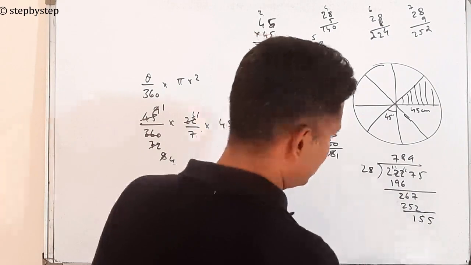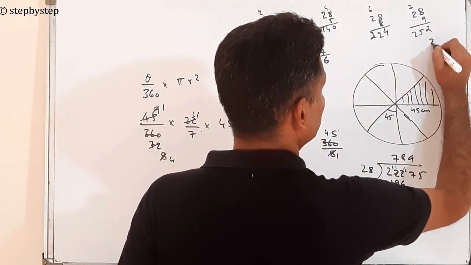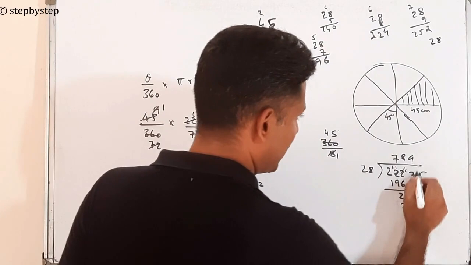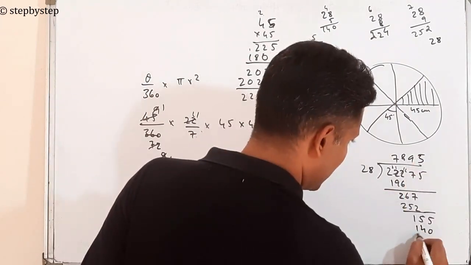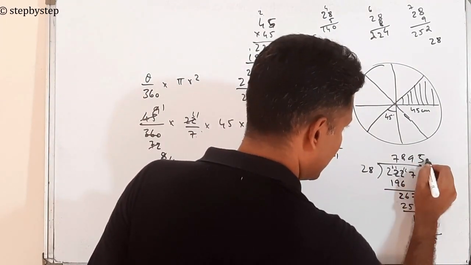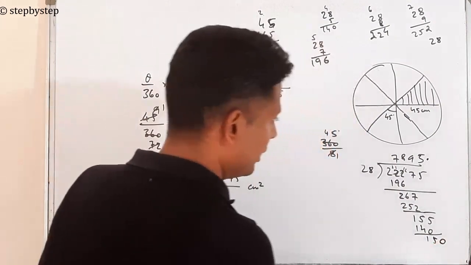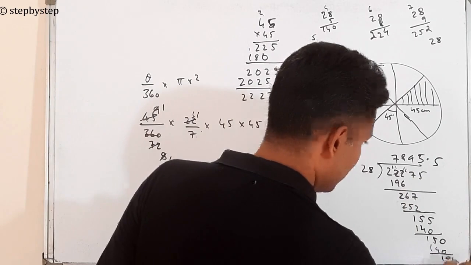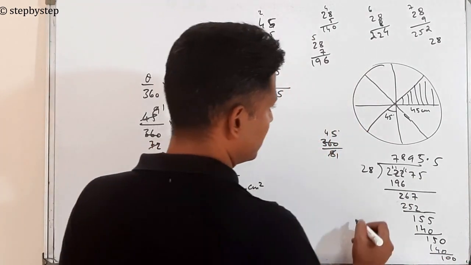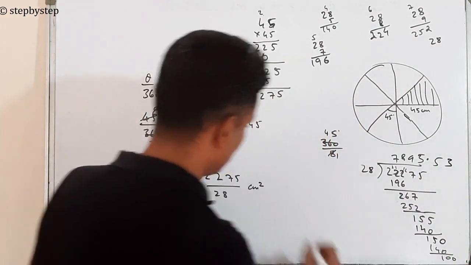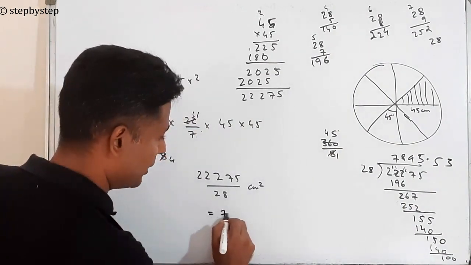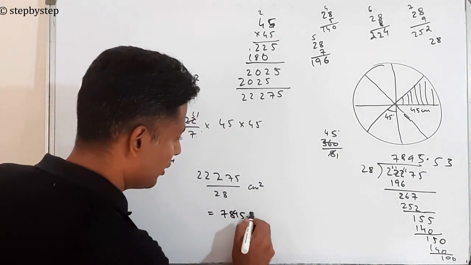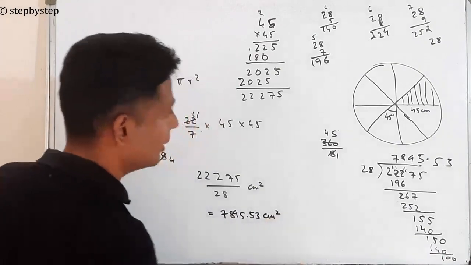28 into 5 is 140, so we get 15, and again 150. Again 5 times 28 is 140, we get 10, 100, which means 3 times it will go. So what is the answer in decimals? 7895.53 centimeter square.